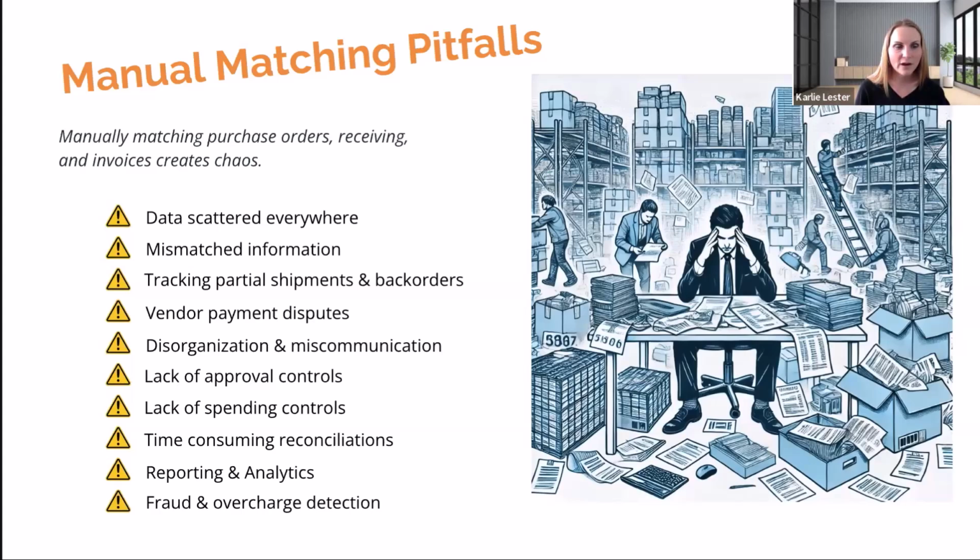Tracking partial shipments and back orders can be so hard when you're doing it manually and 2 or 3 people are doing it. So that can cause back ordering and not knowing when things are ready to actually sell. So you're saying you have things to sell and you really don't, all these back orders.